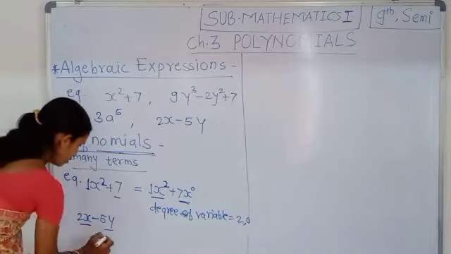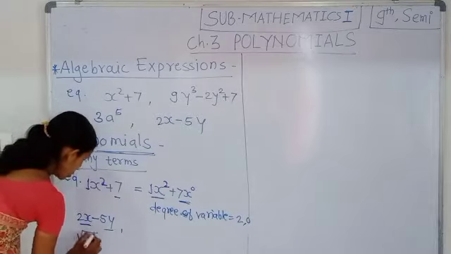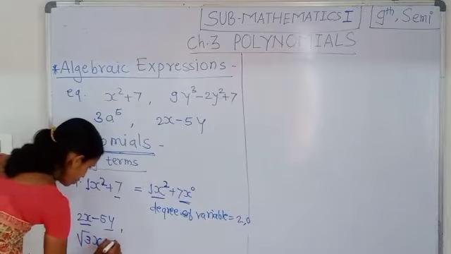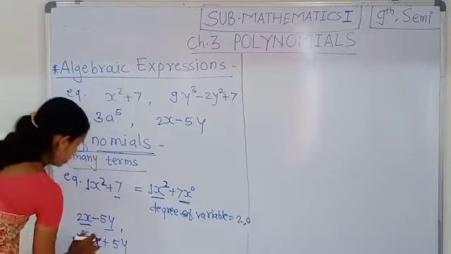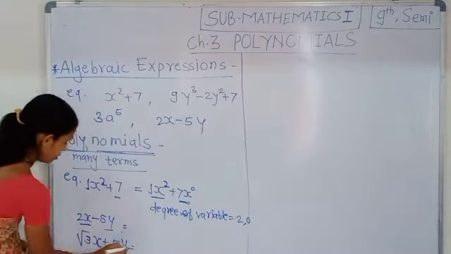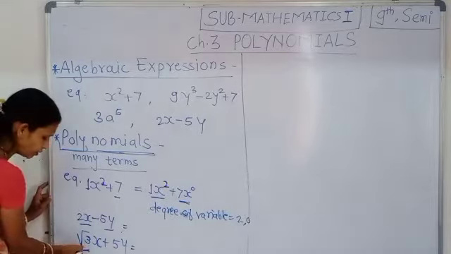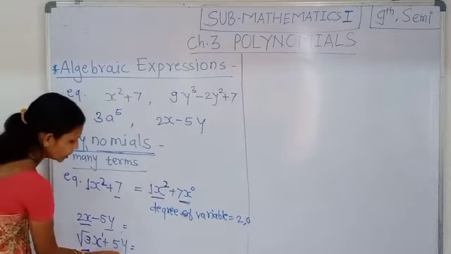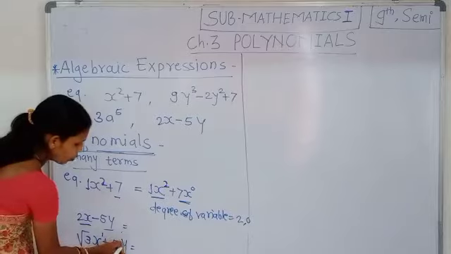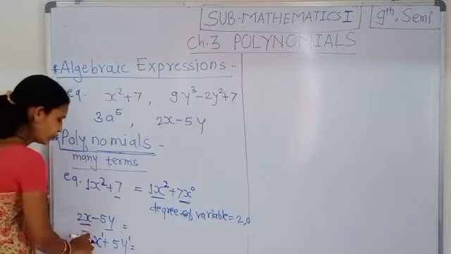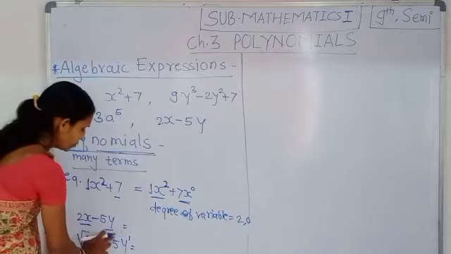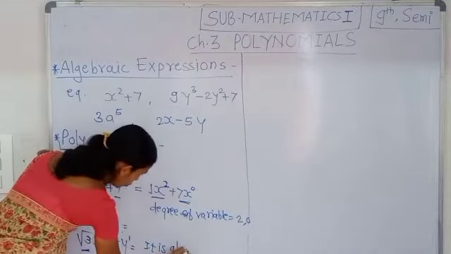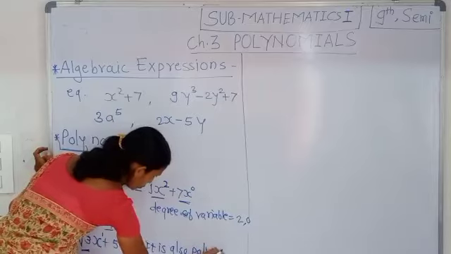Therefore it is a polynomial. One more example, root 3 x plus 5y. Here root 3 is the coefficient of the first term, x is the variable and the degree is 1. In the second term the coefficient is 5, y is the variable and the degree is 1. Here the powers of the variables are positive integers, therefore it is also a polynomial.